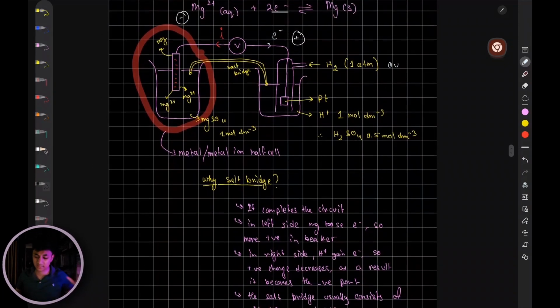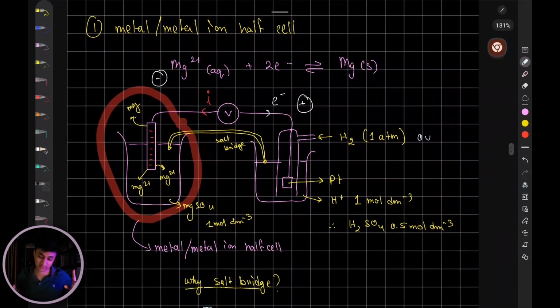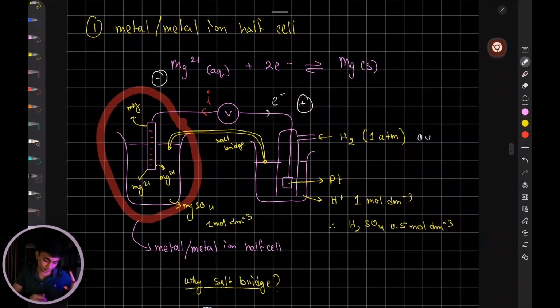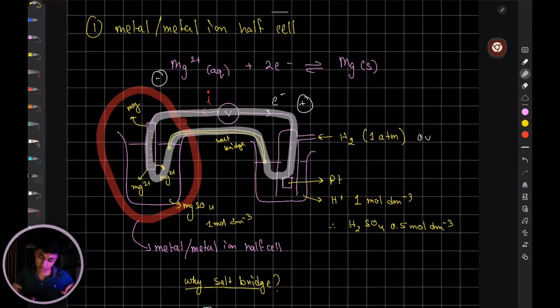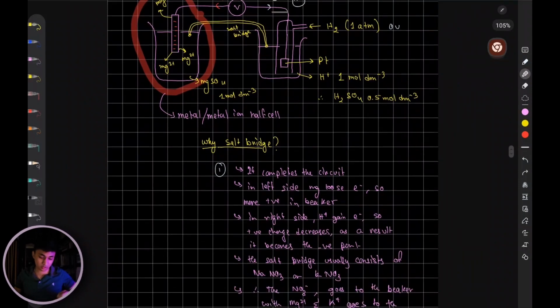There is also another reason you have a salt bridge, that is, it completes the circuit. I didn't mention this, sorry. So actually what happens is, if I draw the circuit, this is your circuit without the salt bridge. Now, if you have the salt bridge, you can complete this circuit and you have the complete circuit. So electrons flow from here to here to here to here, right? So you have a complete circuit. That is why you need the salt bridge. Okay, so that is one.